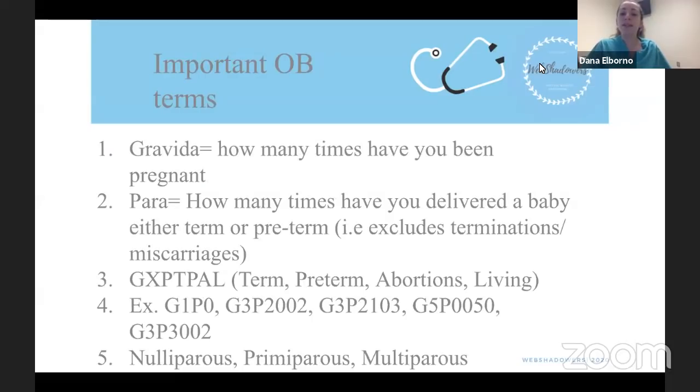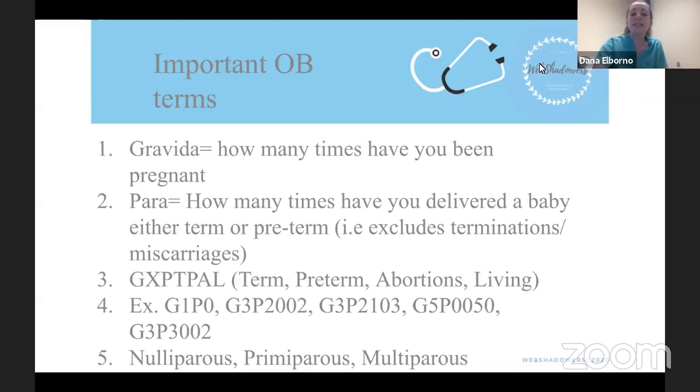Some other important obstetric terms to keep in mind are the word gravida and the word para. A lot of times when you hear us talking on the labor ward or in our outpatient setting, we'll be talking about a patient, we'll say, oh, she's a G1 P0. G meaning gravida, answering the question, how many times have you been pregnant? Para meaning how many times have you delivered a baby, either term or preterm, but excludes terminations or miscarriages or losses prior to 20 weeks.